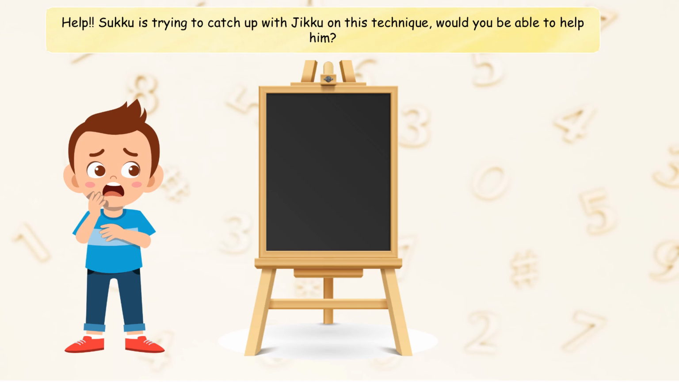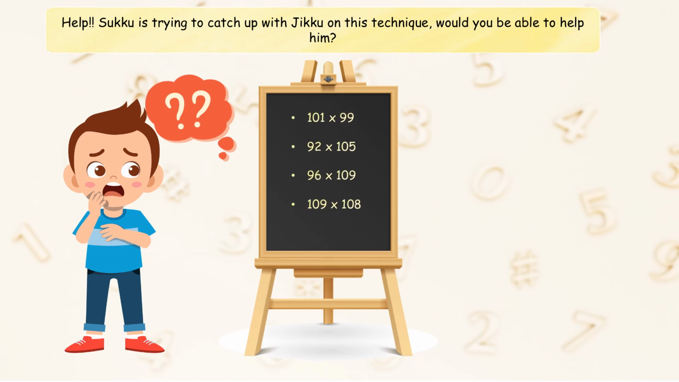And wait, can you help Suku? Suku is trying to multiply numbers near to 100, and he is having 4 questions in his mind, and those questions are given to you on the board. For some reason, he seems to be stuck between step 3 and 4, so he is not able to come up with a final answer. If you know the answer, can you help him on these 4 questions?